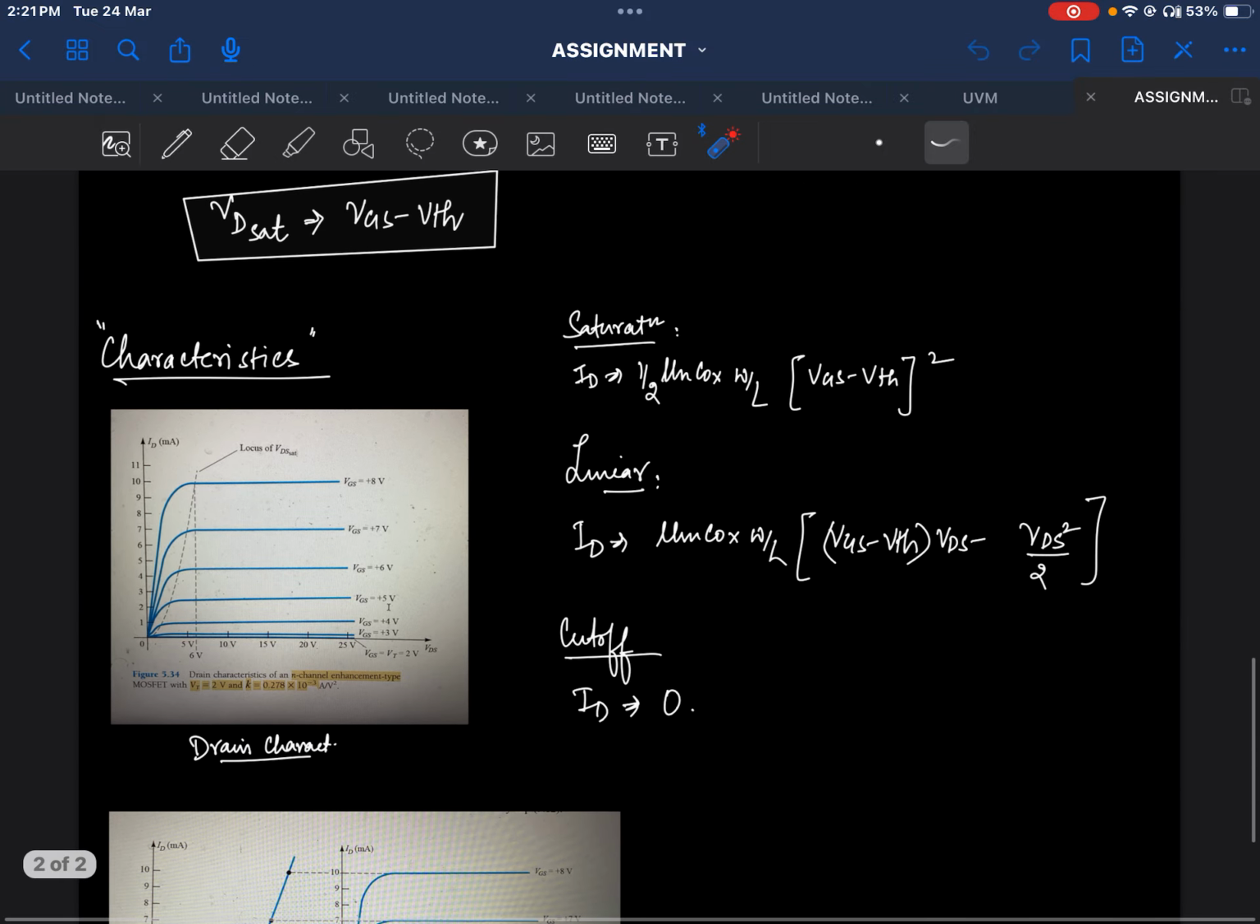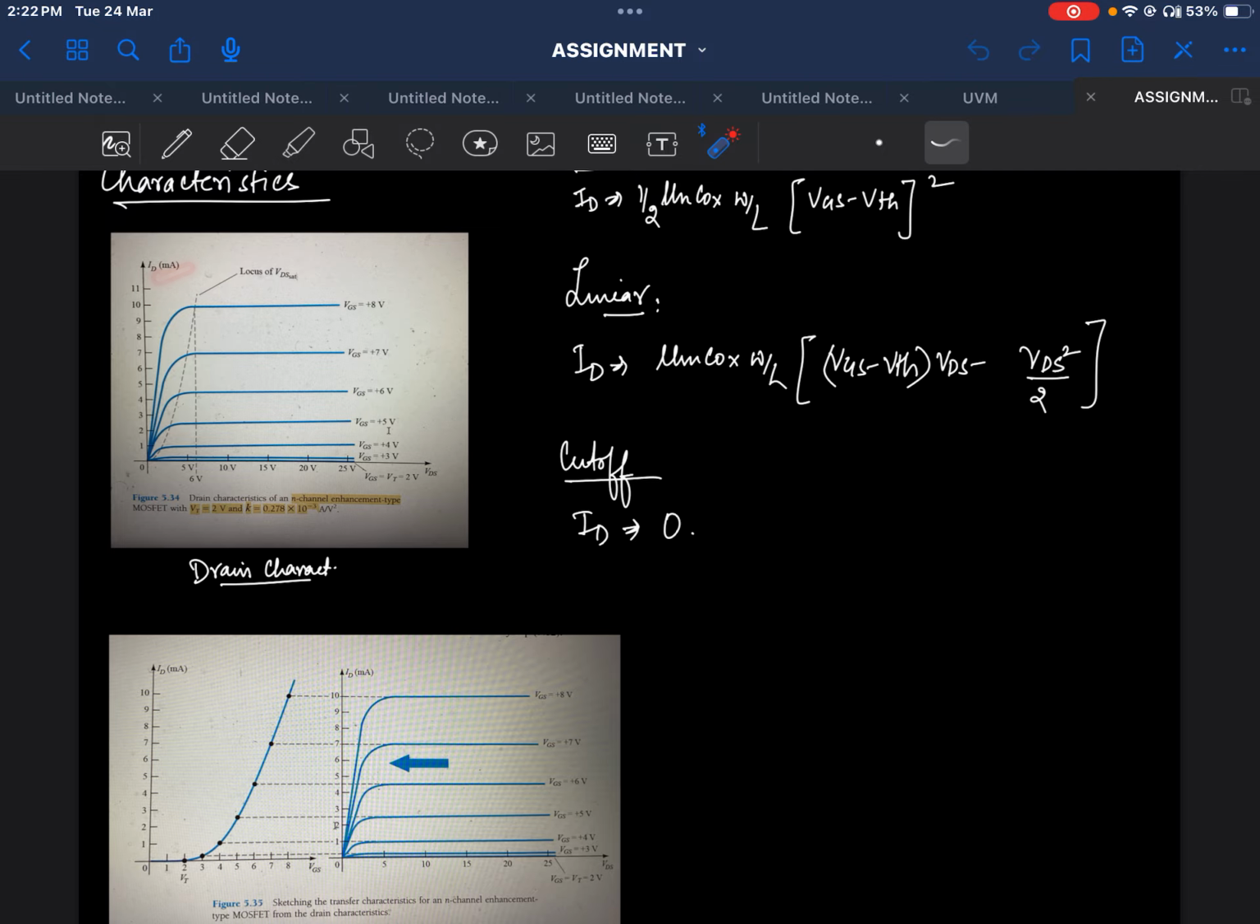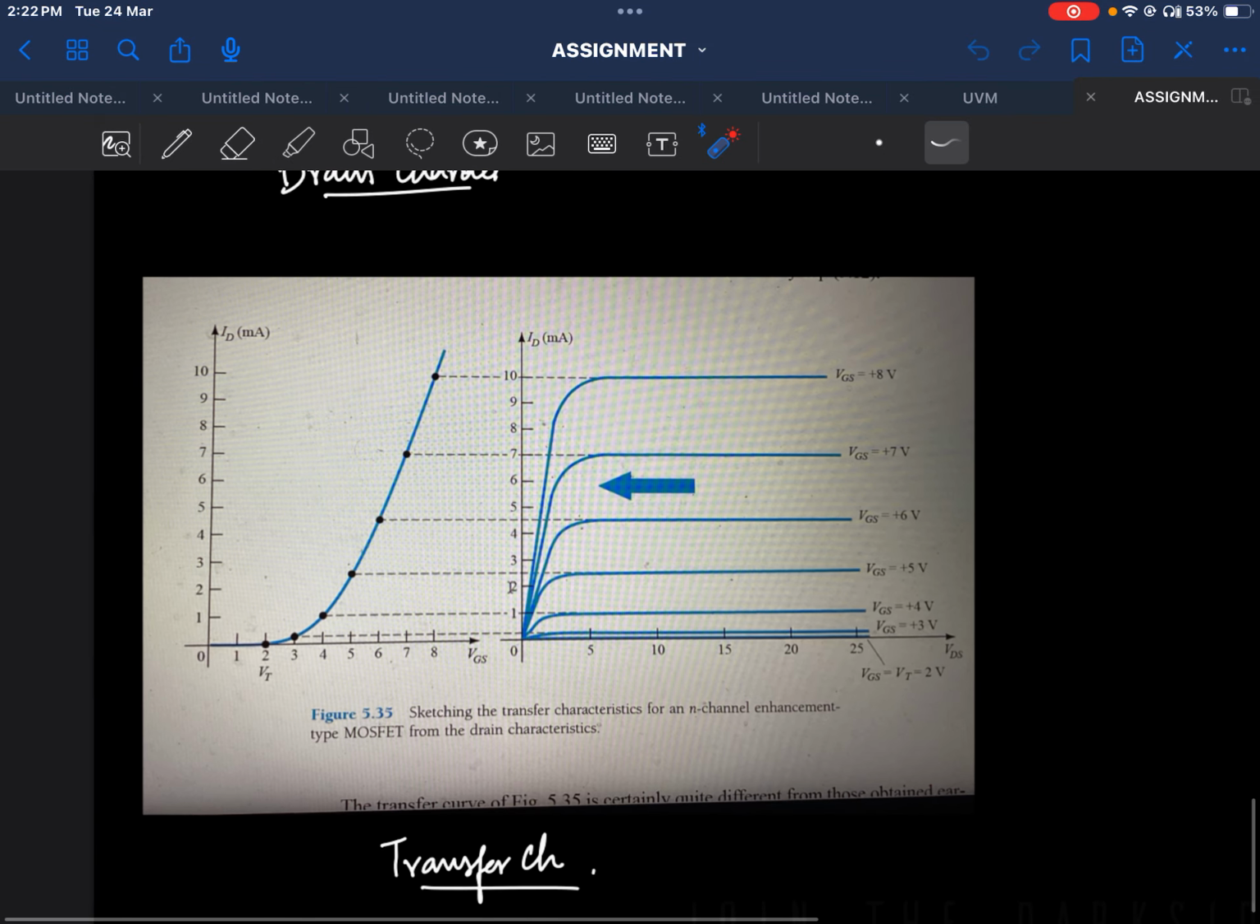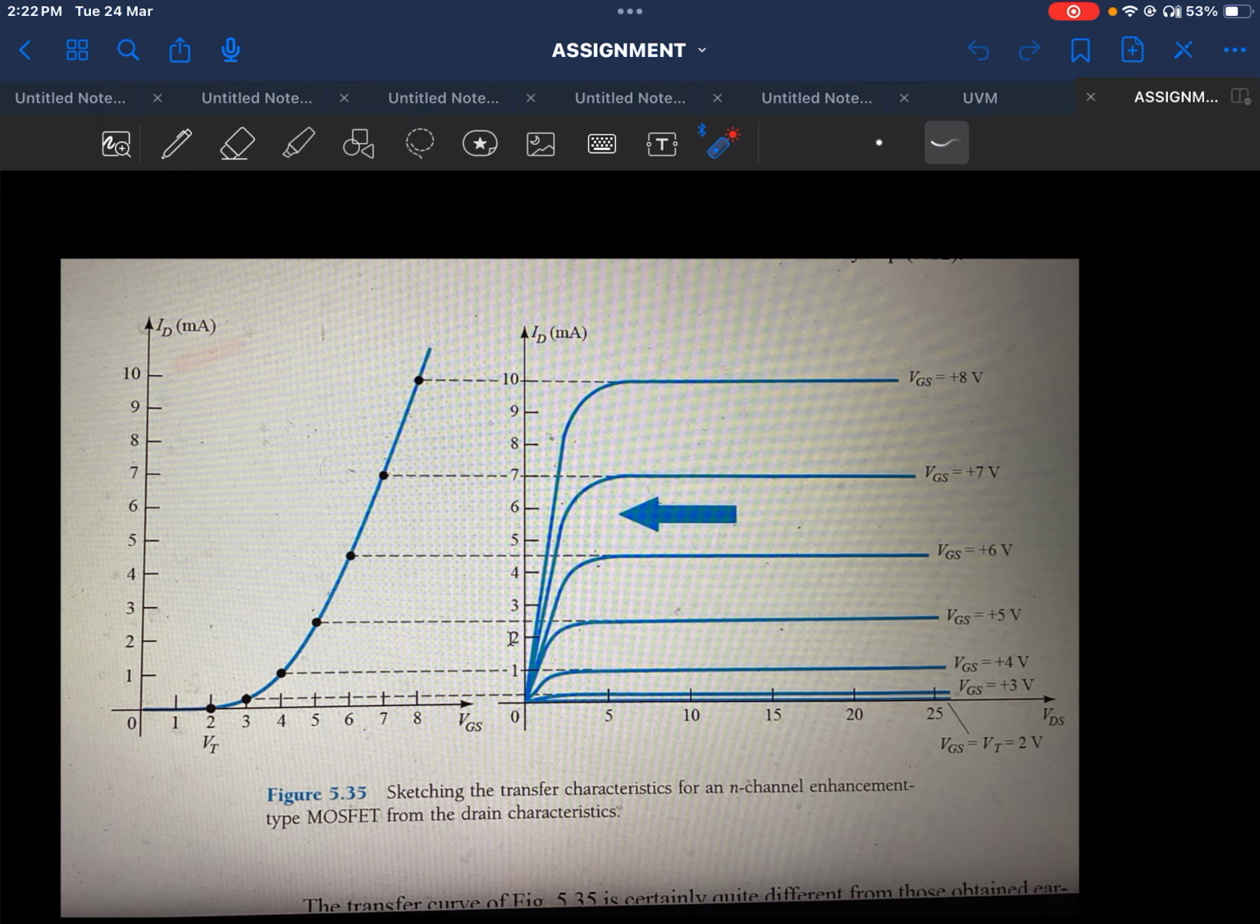Now we'll move to the characteristics. So obviously we need to study two characteristics: the drain characteristics, which is ID versus VDS, and the transfer characteristics, which is ID versus VGS. And obviously we can say that this is a voltage controlled device because the voltage VGS here is the main controller for the current. MOSFET is a voltage controlled device.